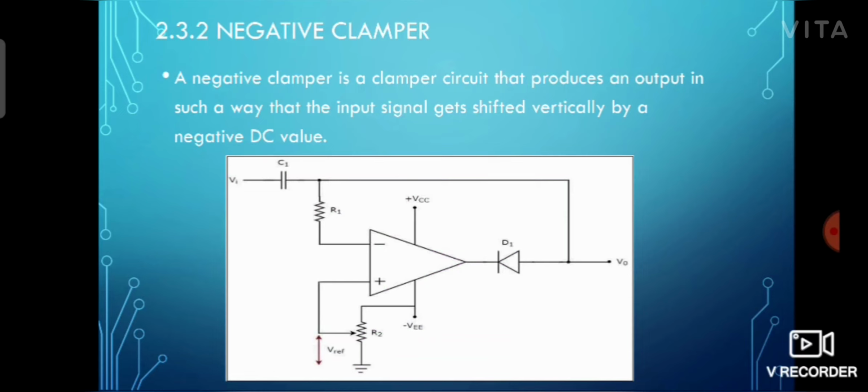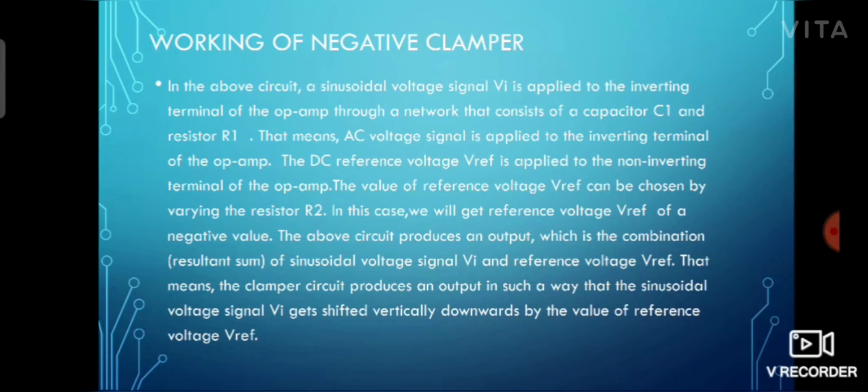A negative clamper is a clamper circuit that produces an output in such a way that the input signal gets shifted vertically by a negative DC value. In the working of the negative clamper, in the above circuit, the sinusoidal voltage signal Vi is applied to the inverting terminal of the op-amp through a network that consists of a capacitor C1 and a resistor R1. That means the AC voltage signal is applied to the inverting terminal of the op-amp. The DC reference voltage V reference is applied to the non-inverting terminal of the op-amp. The value of V ref can be chosen by varying the resistor R2.